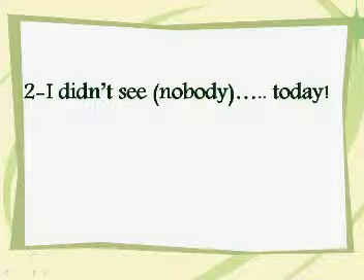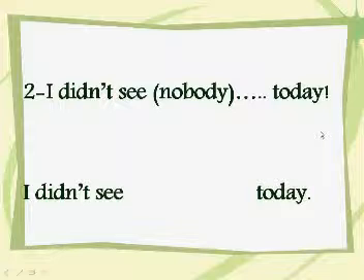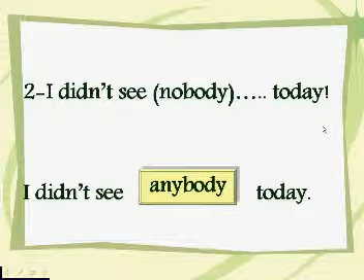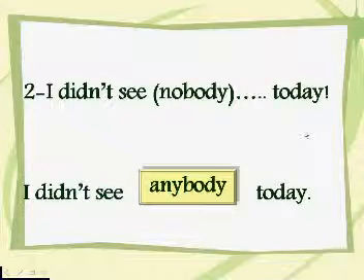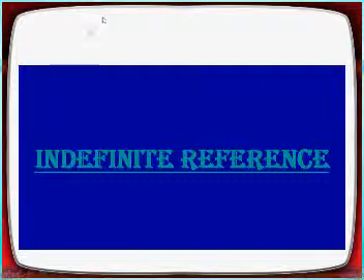I didn't see nobody today. Negative and nobody. Remember? Negative and nobody together? No way. So, I didn't see. How can you correct it? Not plus. I didn't see anybody today. I didn't see anybody today. And that's the end of that part.